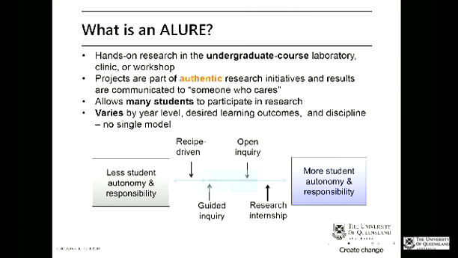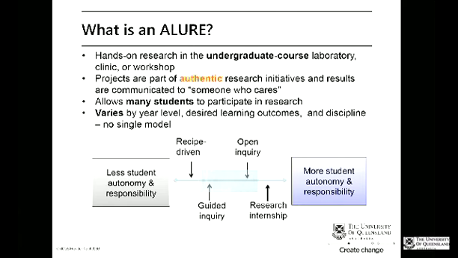Projects are part of authentic research initiatives. We'll come to that word in a minute. And the results are communicated to somebody who cares. It allows many students to participate, and it varies by year level, by your desired learning outcomes and your discipline, so there's no single model. Again, the literature shows that if you produce a single model and a single exemplar and you give it to people and you say, implement that, in the university level, basically you get 0 uptake, because academics are creative people, and people don't want to do somebody else's project or somebody else's plan. They want to do their own for their own students, and that's the flexibility of the ALURE model.